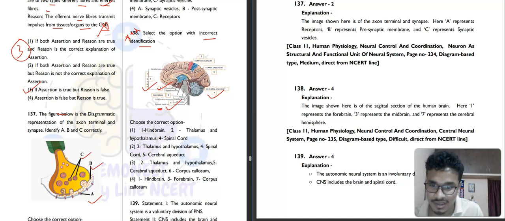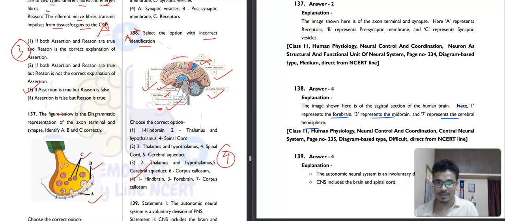Third option. Second is thalamus, five is cerebral aqueduct, six is the corpus callosum, first is the hindbrain, third is the forebrain, seven is the corpus callosum. The added section of the brain here: first represents forebrain, three represents midbrain, and seven represents the cerebral hemisphere. Six is the corpus callosum, and seven is the cerebral hemisphere. Seven is not the corpus callosum. So the fourth option is incorrect. I don't know what the meaning of this question is, but seven is the cerebral hemisphere. You can see this is wrongly put.